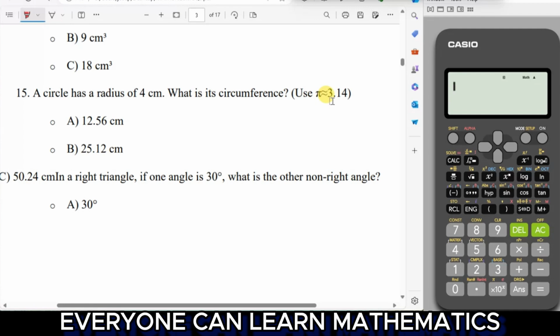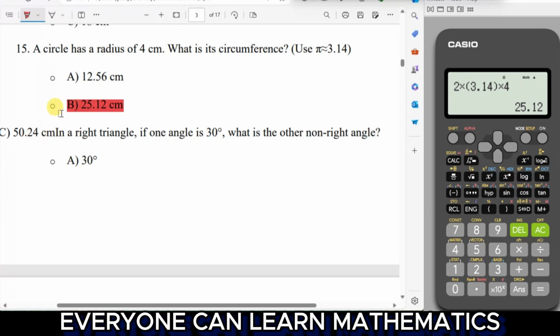They've given us pi as 3.14. So 2 times pi, and pi is 3.14, and r is given to us as 4. Then you press the equal sign, which gives 628 over 25. You press this to get a decimal, so we have 25.12 centimeters. So the correct answer here is B.